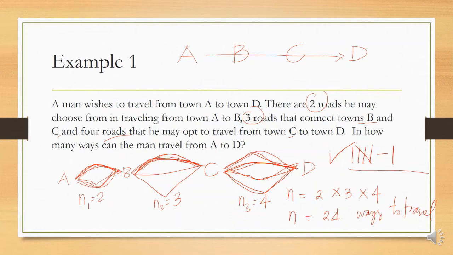O, itong 24, madali lang, no? Kasi konti lang yan eh. Pero what if marami na yung minumultiply? So, mahirapan ka na pag listing method siya. That is the point why we are discussing yung counting techniques natin.